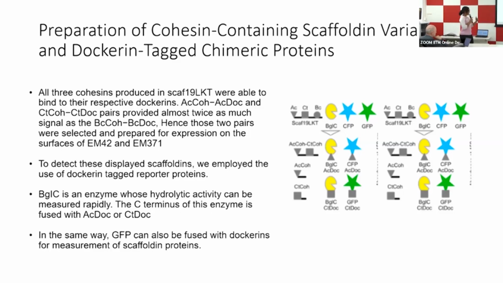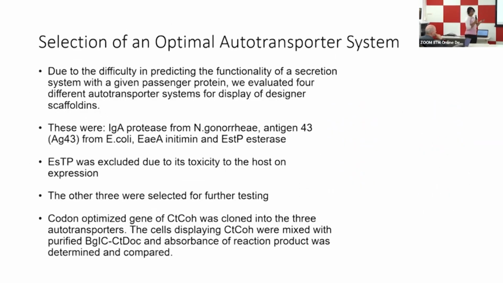So for detecting these displayed scaffoldings, we employ the use of two tagging reporter proteins. We use the BGIC reporter protein, which is basically an enzyme, and it has a very rapid hydrolytic activity. So we bound the C terminal of the BGIC enzyme with the respective doctrines, and the same way we did that for GFP as well. So that is our first step.